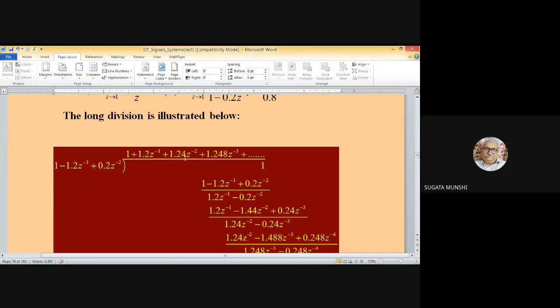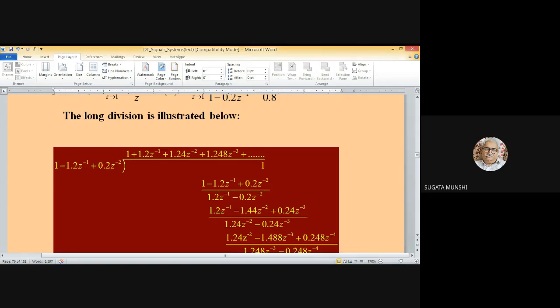Next term will be 1.24 z to the power minus 2. And here you will have 1.24 z to the power minus 2 into 1. That means that term will be present. Next will be 1.24 z to the power minus 2 into minus 1.2 z to the power minus 1, so minus 1.488 z to the power minus 3. Next term will be 1.24 into 0.2 z to the power minus 2, that means 0.248 z to the power minus 4.